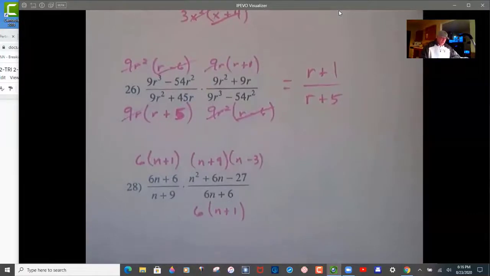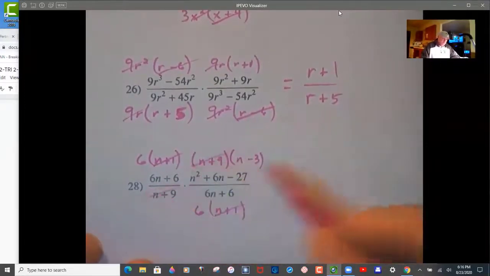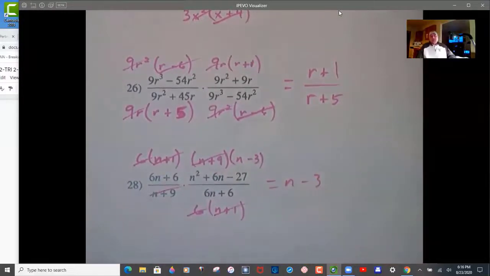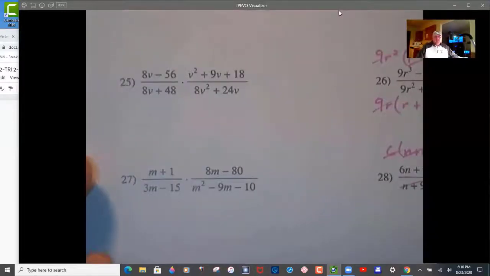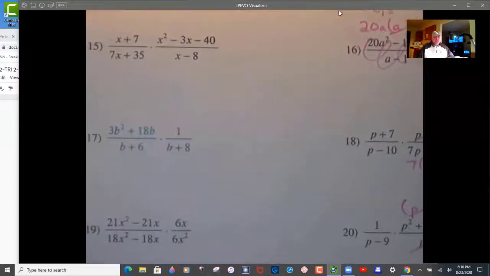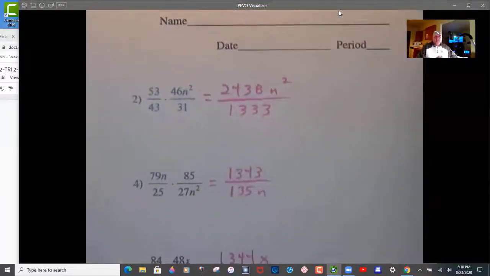And then the last one here, this is all the factoring again. And so the m plus 1s will go away. The n plus 9s go away. The 6s drop, and leave you n minus 3. So your assignment is to do the rest of these. Again, you'll have to factor these on the second page for sure, and do enough of these so that you know for sure what you're doing when it comes to multiplying rational expressions.